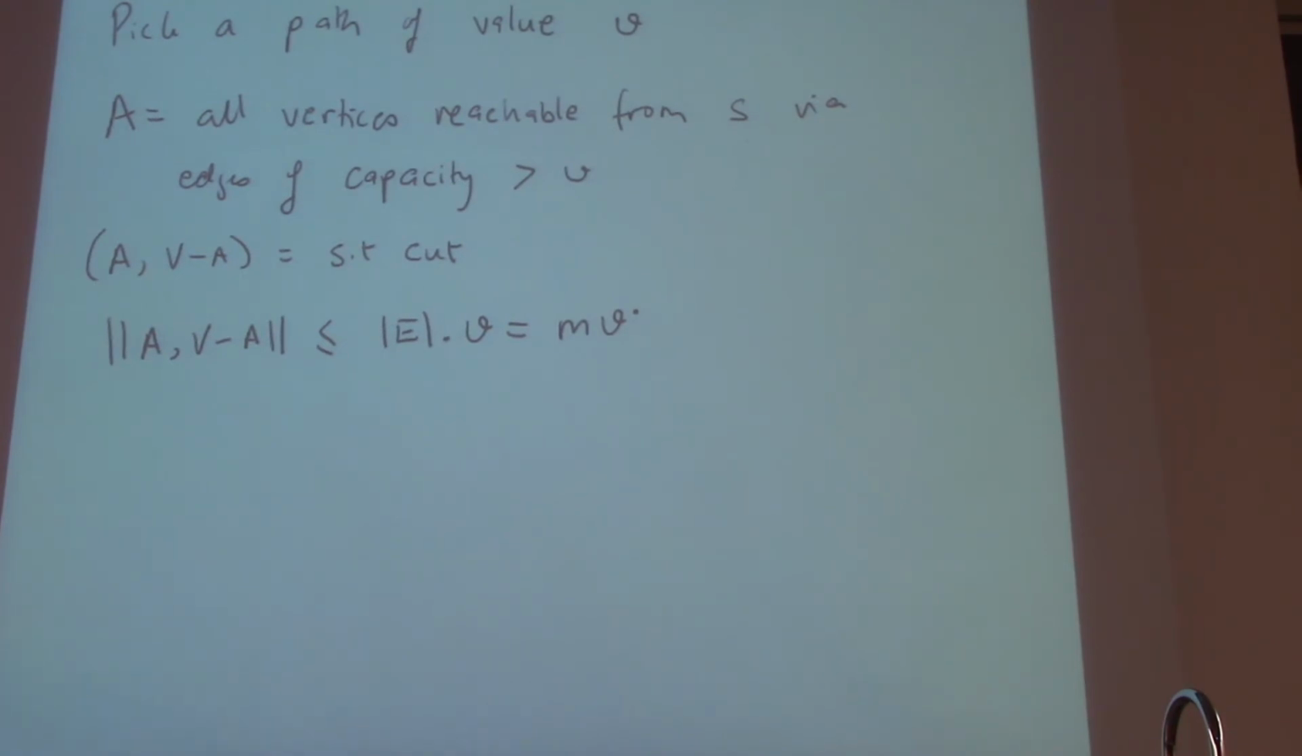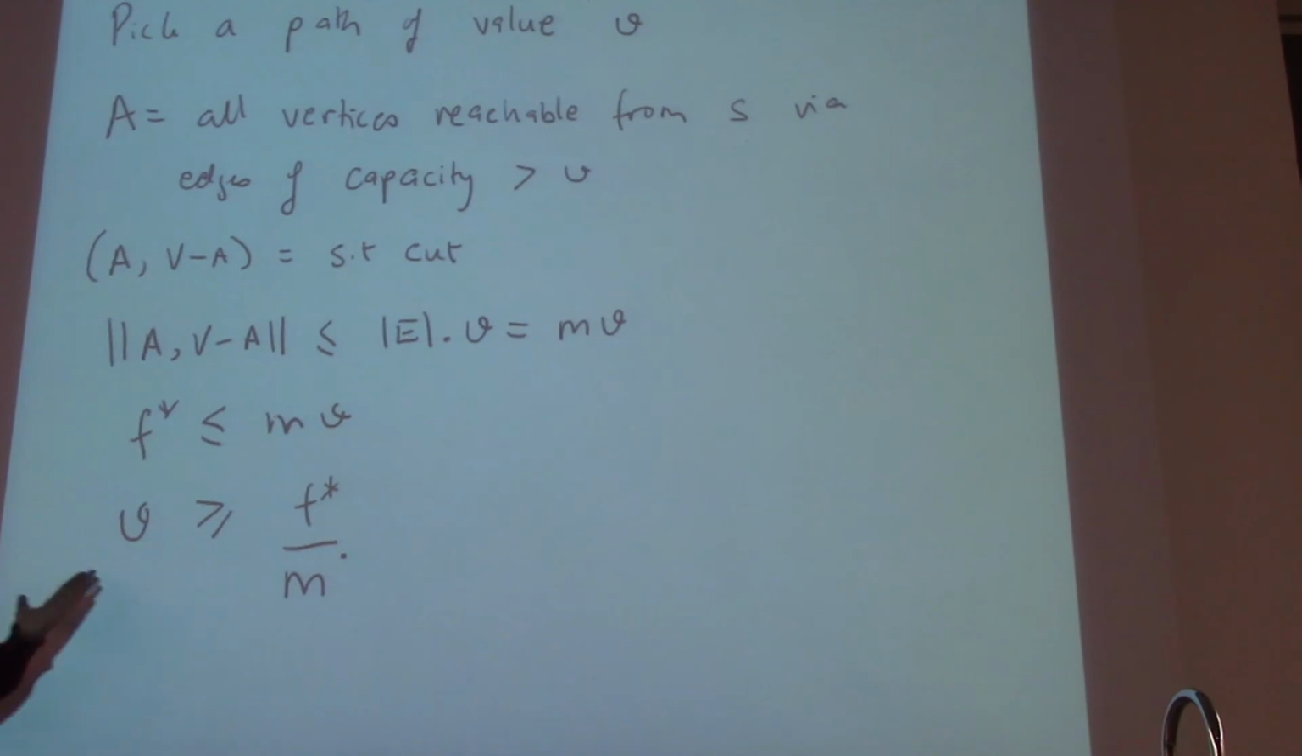Now we want to say that if we're pushing a value v, the flow value v, so we know, for example, that the flow value f star is less than or equal to m times v, right? Because the flow is less than the cut and the cut is less than mv. But let's flip this around. This means that v is greater than or equal to f star divided by m. It's just a rearrangement of the inequality.